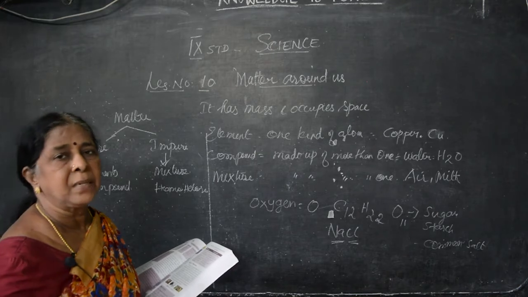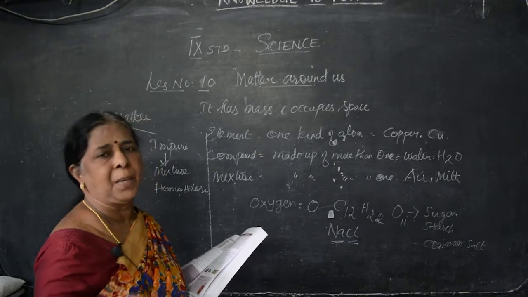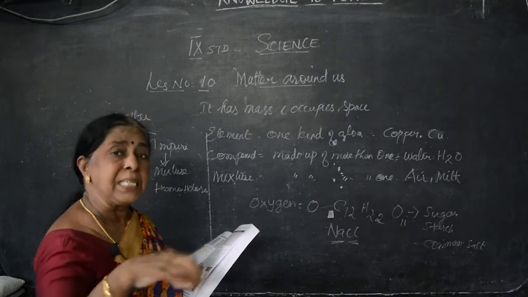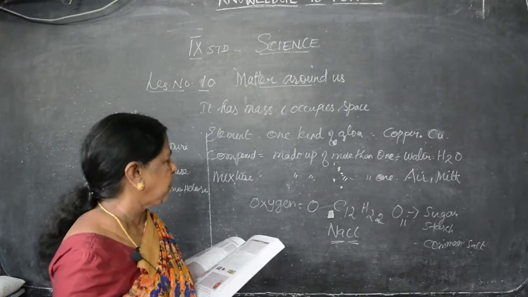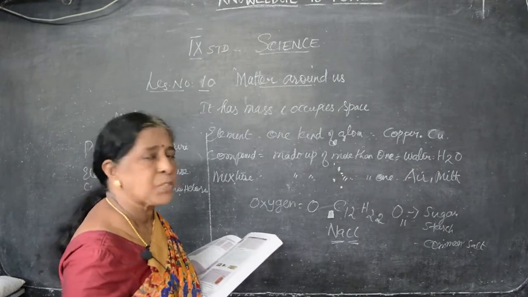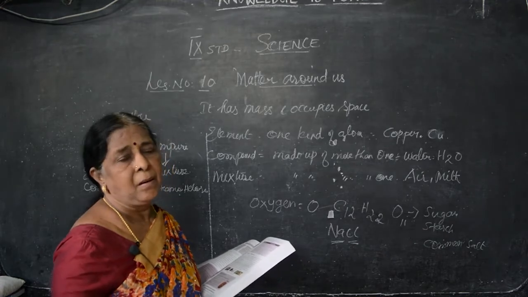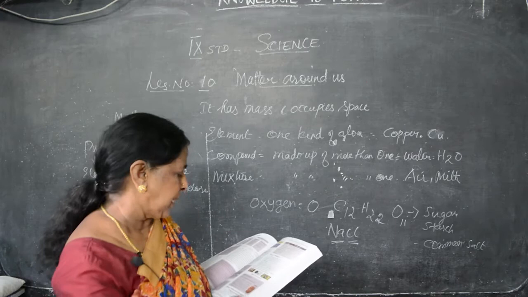For example, you take lemon juice. It's made up of water, sugar and lemon. They may be mixed in any ratio, depending upon the person. So lemon juice is an example of mixture. The same way we can say air. Air is a mixture of nitrogen, oxygen, carbon dioxide, water vapor, inert gases. That and all you have studied already.